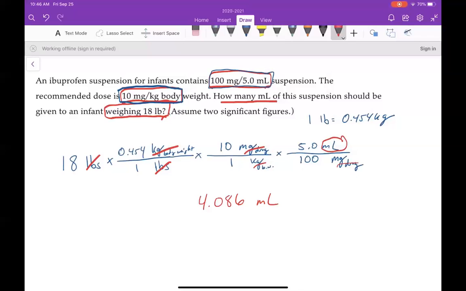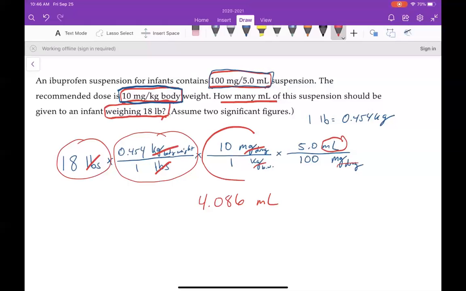So for example, the 18 pounds of the baby, right? That's definitely measured, right? You had to weigh the child, okay? This one here, kilograms to pounds. That's a measured ratio, right? It's not like a kilogram is defined as this many pounds. That's not what it is. I'm actually converting from one unit to the other. So I'm going to factor that in.